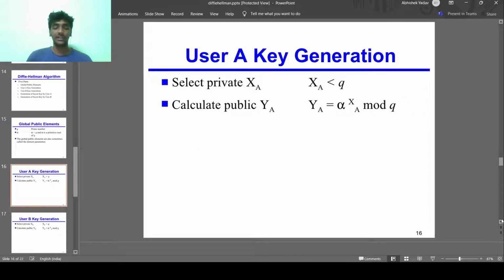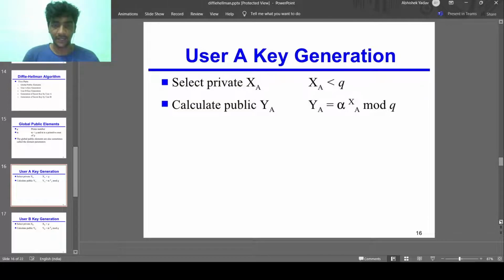Moving on to user A key generation. First, we select a private key XA, and XA would be less than Q. After that, we calculate the public key YA.